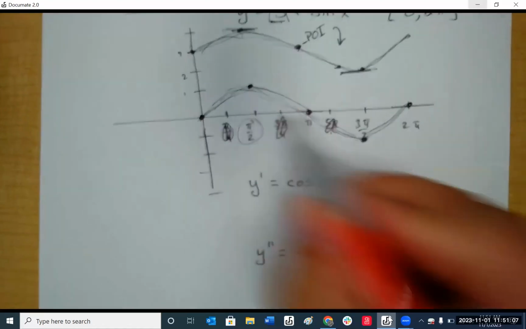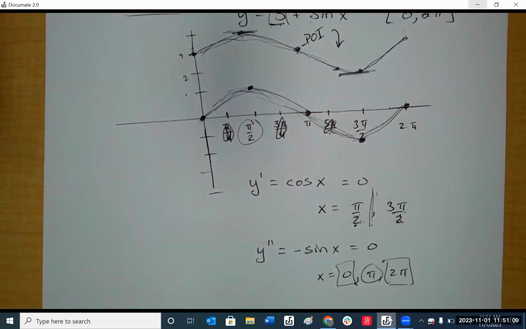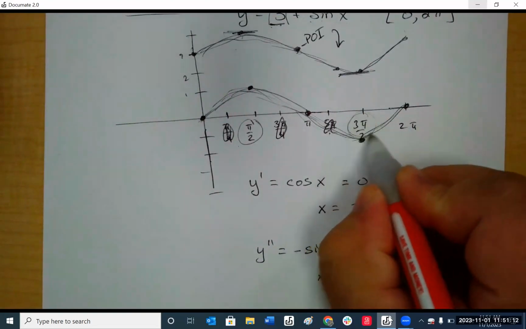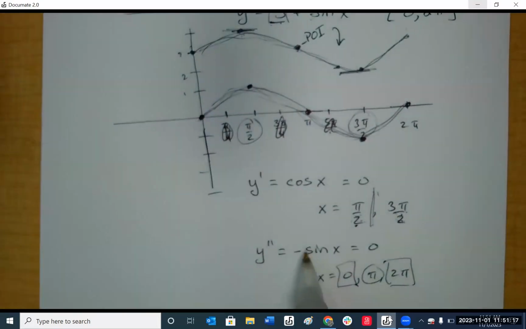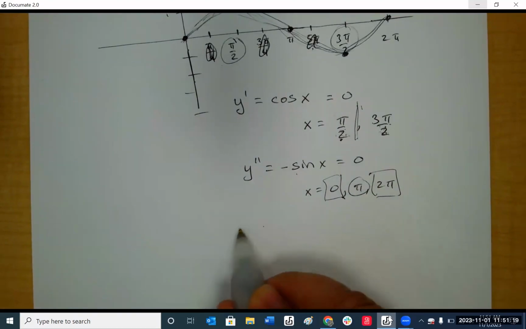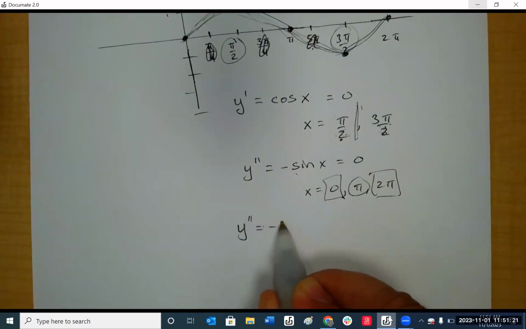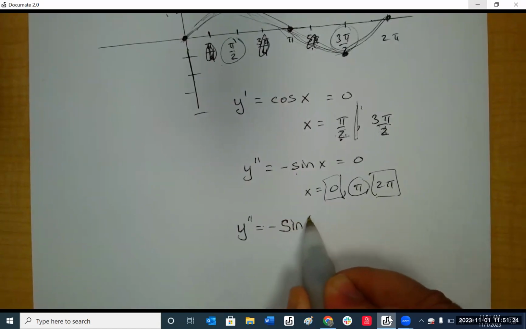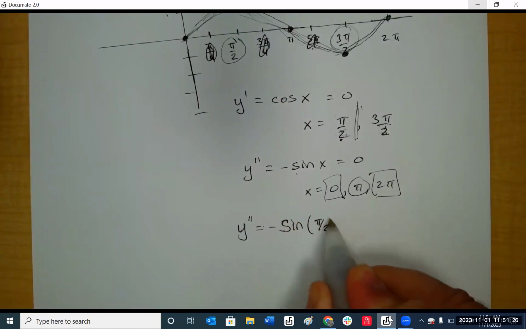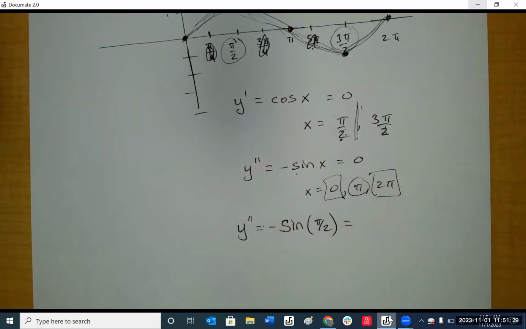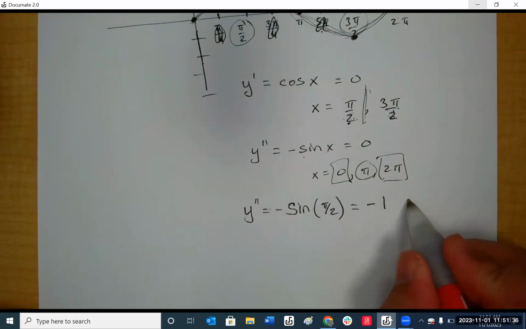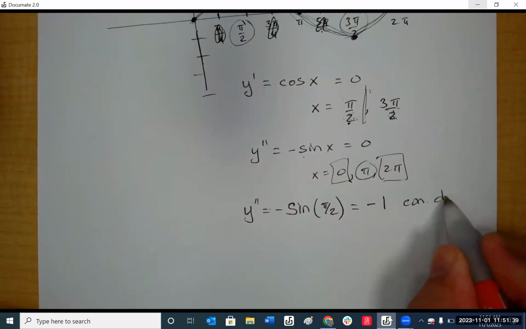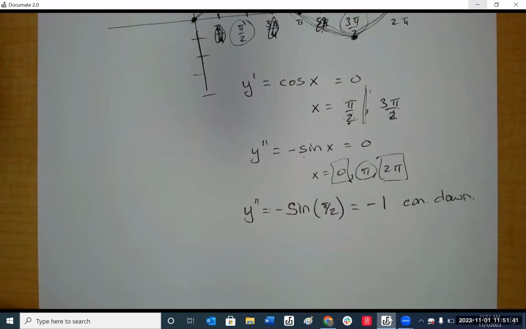Let's use pi over 2, and then let's use 3 pi over 2. So here, if we put negative sine pi over 2, we get negative 1. So since that's negative, this is concave down.